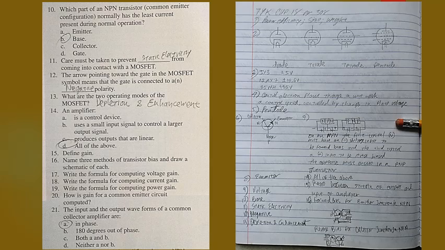Question 14. An amplifier is all of the above, which is a control device, uses a small input signal to control a larger output signal, and produces outputs that are linear. All of these are true for an amplifier. Question 15. Define gain. Gain is the ratio between the strength of outputs and inputs of an amplifier.